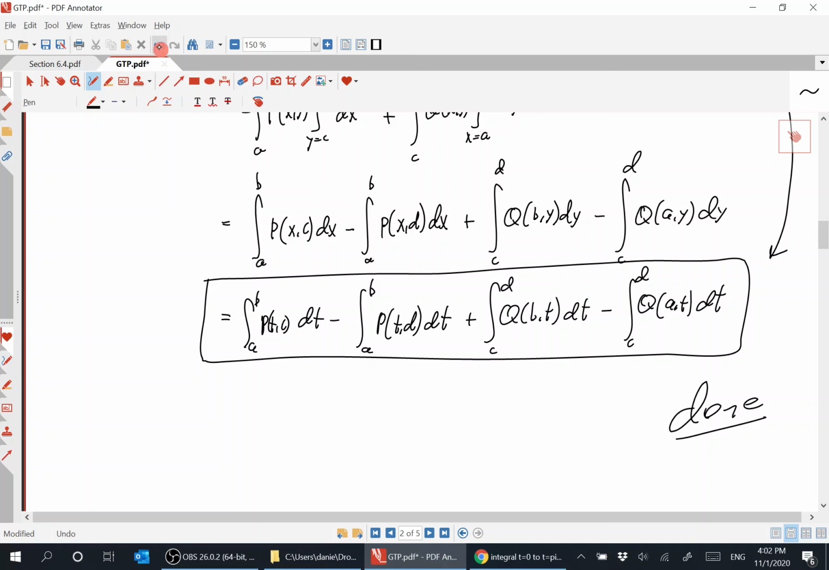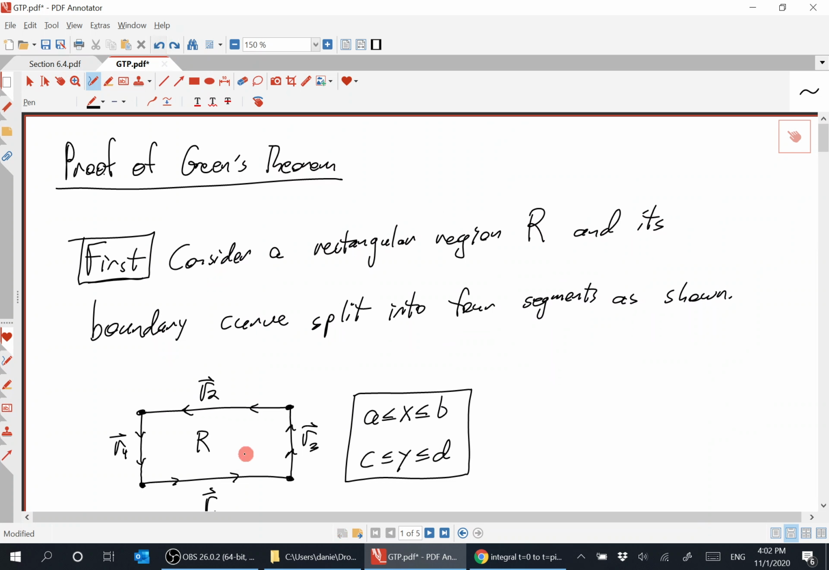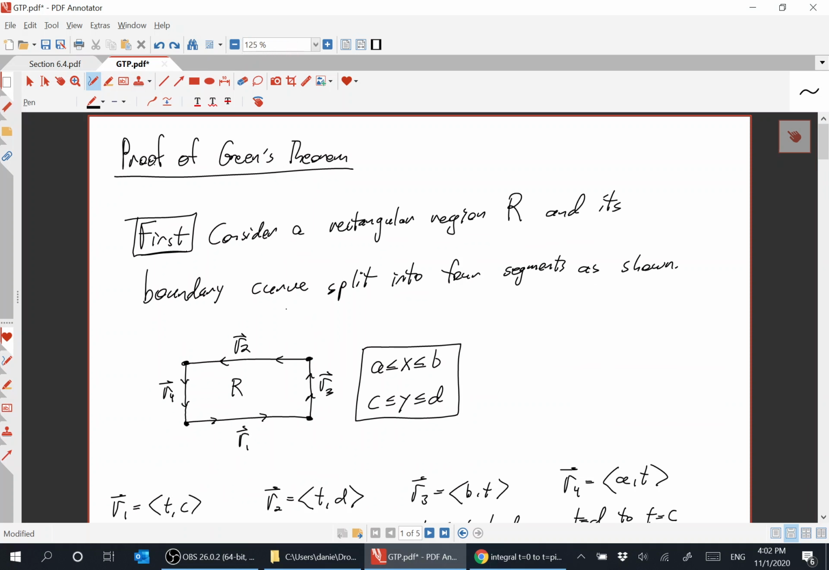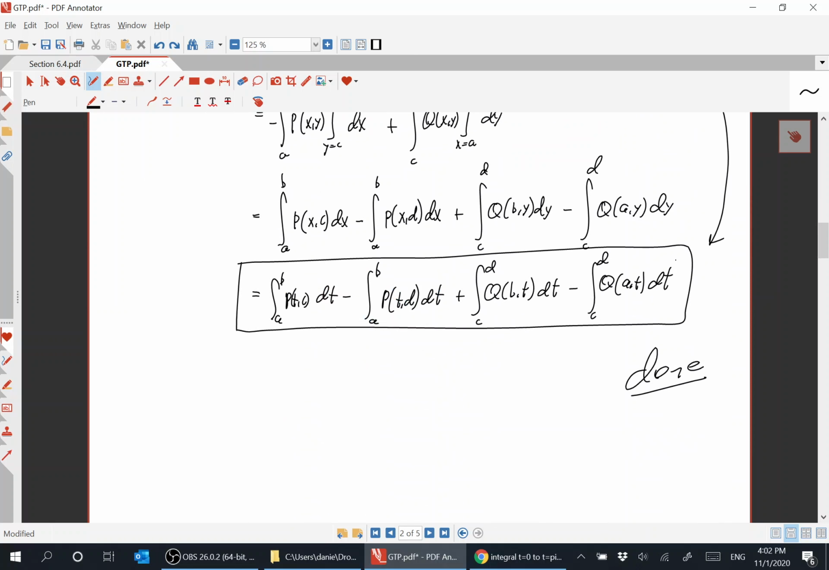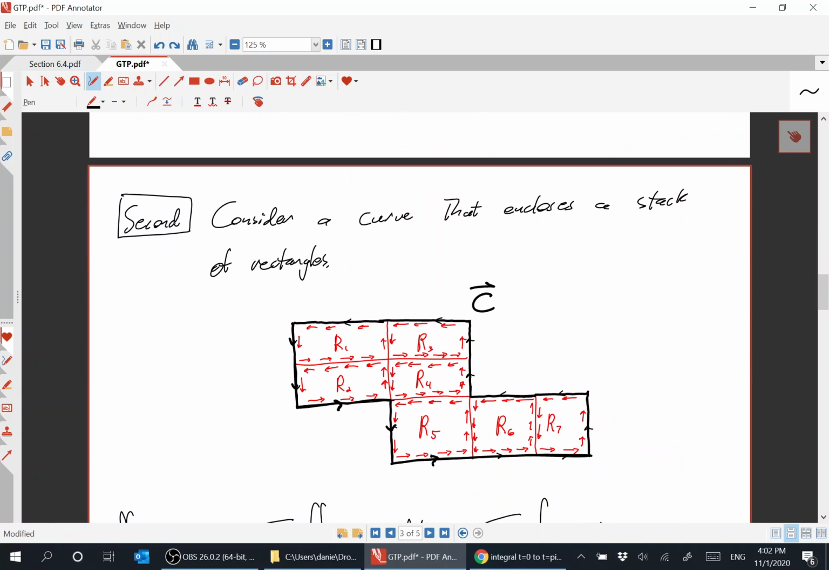All right, so Green's theorem is true for a rectangle. Okay, we're dealing with a lot more than rectangles, but so far it's true for a rectangle. Okay. What do we do after that?